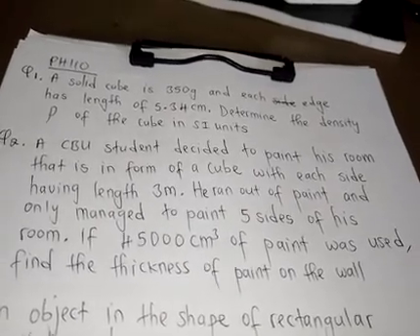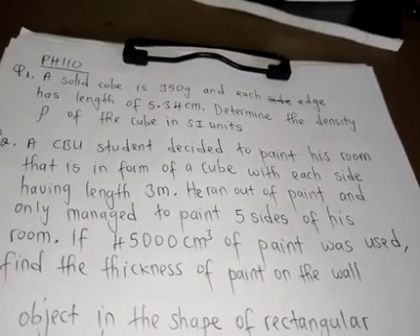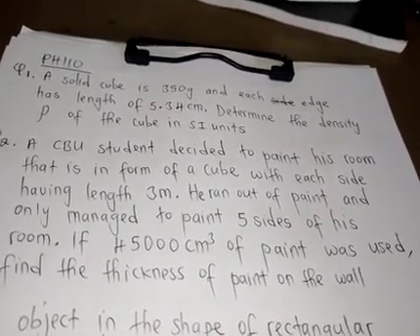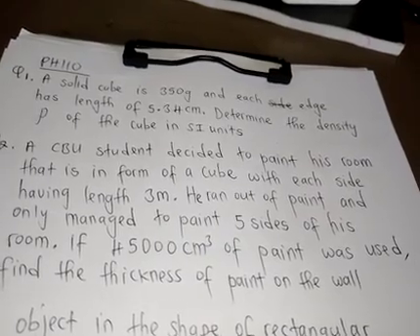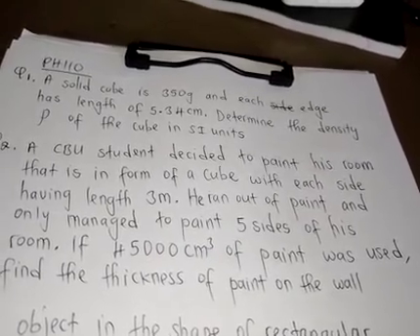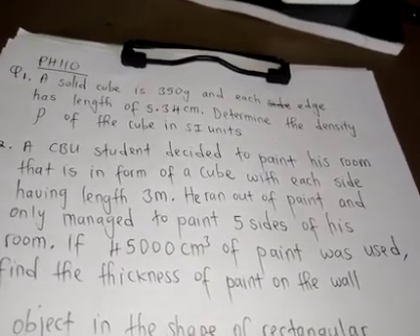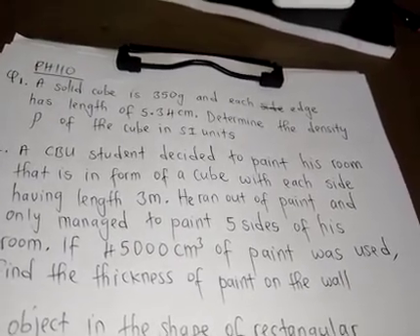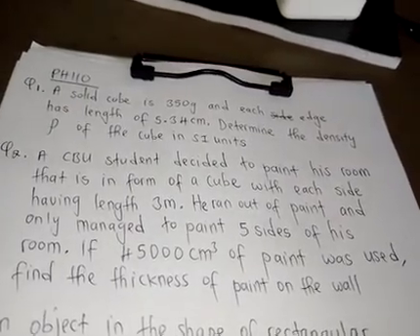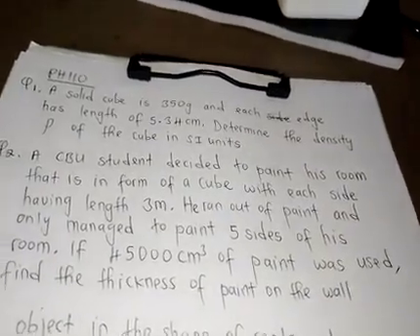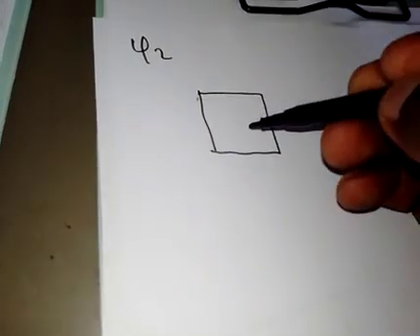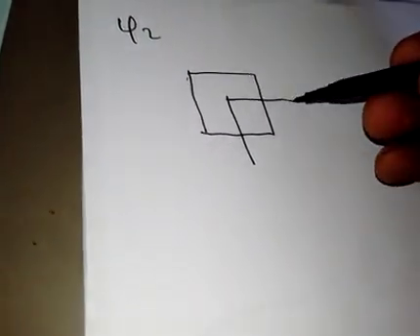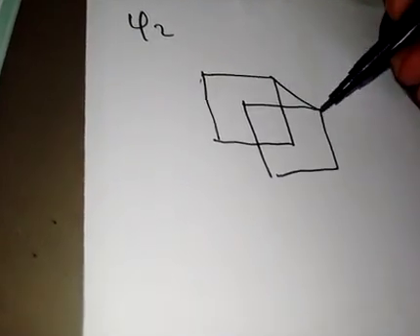Let me read that again. A CBU student decided to paint his room, that is in the form of a cube, with each side having length 3 meters. He ran out of paint and only managed to paint 5 sides of his room. If 45,000 cubic centimeters of paint was used, find the thickness of paint on the wall. Okay, so here we are simply considering a cube like that. Okay.